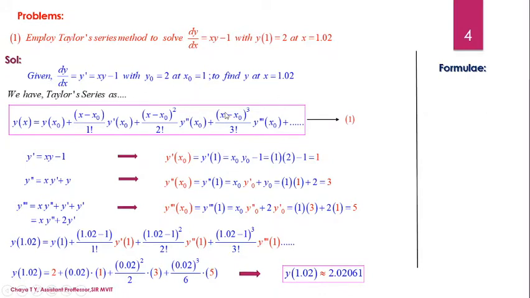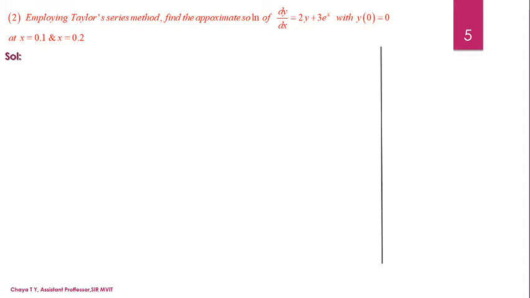Now let us see the next problem. The next problem is: employing Taylor's series method, find the approximate solution of dy by dx is equal to 2y plus 3 into e to the power x, with y of 0 equal to 0, at the points x equal to 0.1 and x equal to 0.2. So observe here, in the previous case we only had to find the value of y at one point. Here they have asked us to find the value of y which satisfies the equation at 2 points.